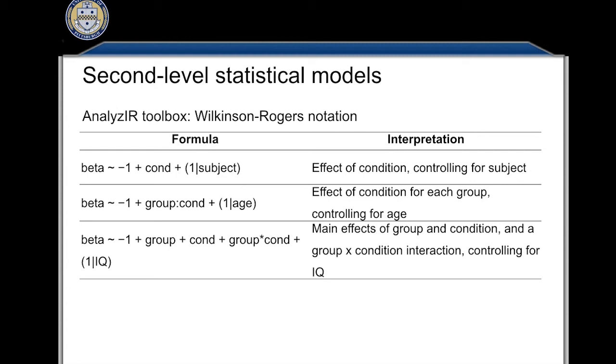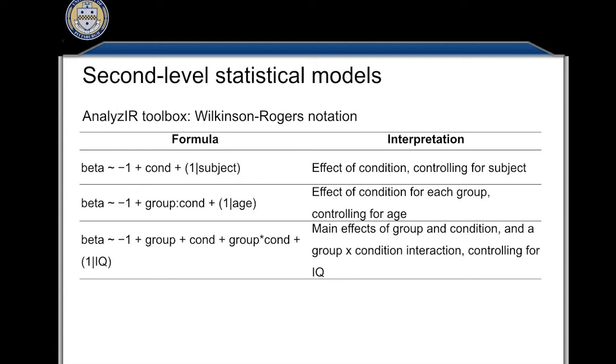So just a couple more examples. These are actually in your slides now. So now I've actually returned to what I was initially going to talk about. But again, as I said, Wilkinson-Rogers notation. So this one we saw: drop off the intercept, give me an image for each of the conditions, treating subject as a random variable.